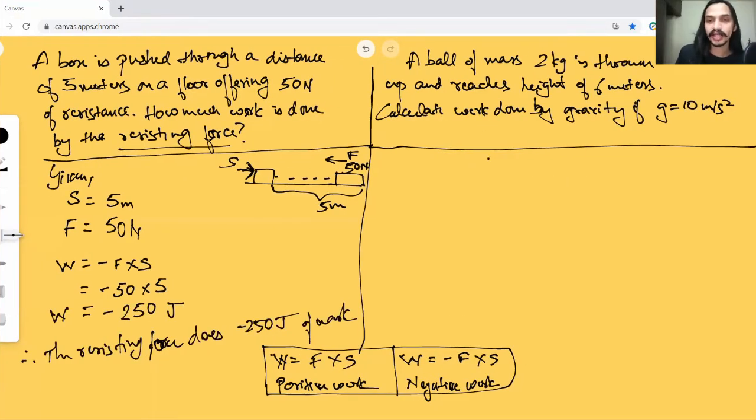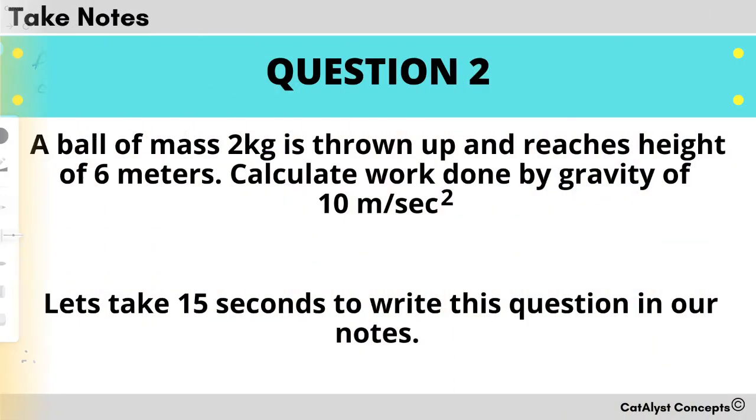So let's move to the second question. I'm going to read the question out to you if it's not clear. A ball of mass 2 kilograms is thrown up and reaches a height of 6 meters. So we have a ball of 2 kilos, quite a heavy ball. We throw it up and it reaches 6 meters of height. Some shot put thrower, world class. Now, what they are asking us to do is calculate the work done by gravity.